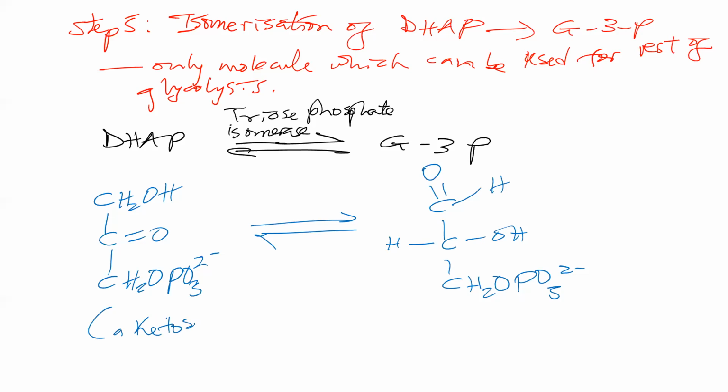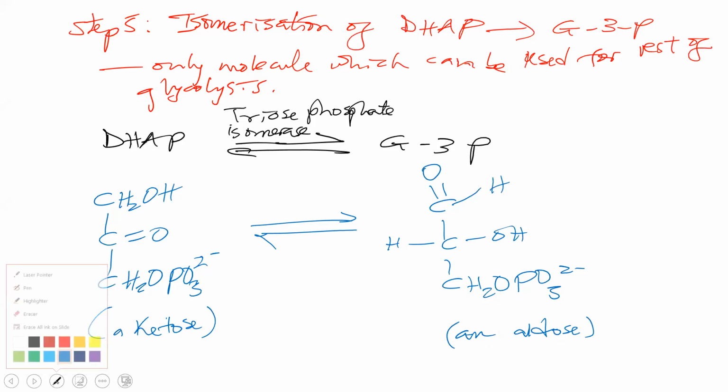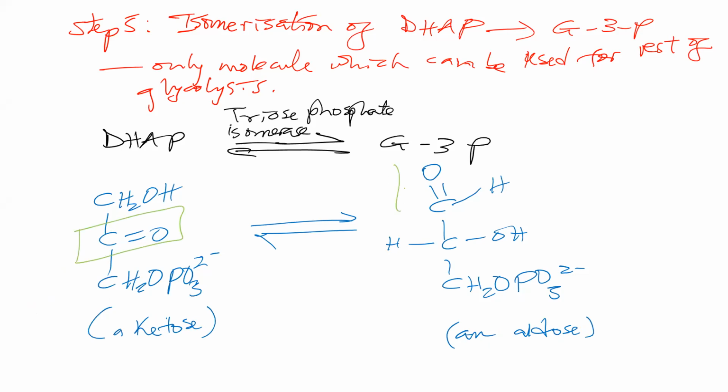From our earlier lectures, we looked at the structures of a ketose and an aldose. So an aldose has got an aldehyde group, whilst a ketose has a ketone group. So the functional group is there, and the functional group is there for an aldose. Let's go to step number 6.